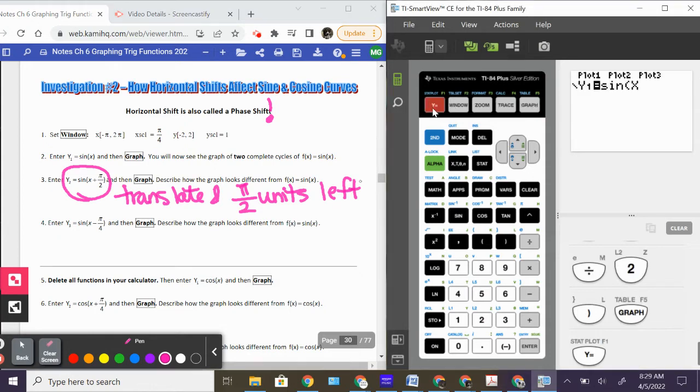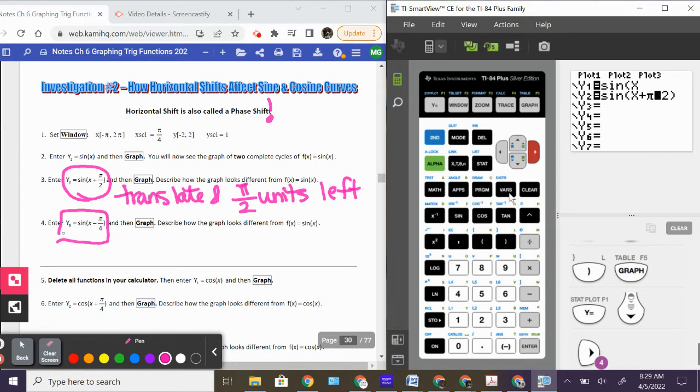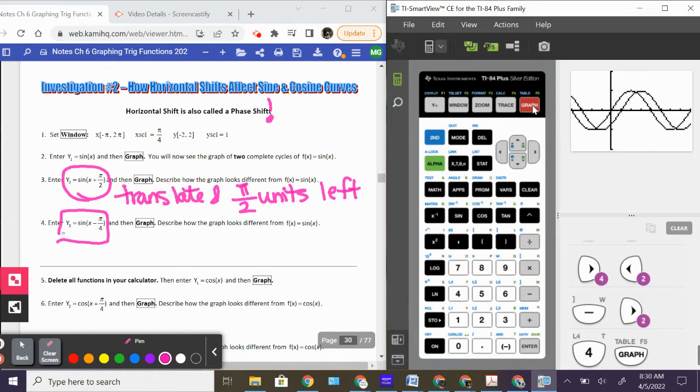Let's go ahead and do the next one. Okay, and what do you think subtracting pi over 4 is going to do? We're going to subtract pi over 4. Okay, so again, think about our parent function. I want you to think about opposite same. So this is opposite. There's our parent function.